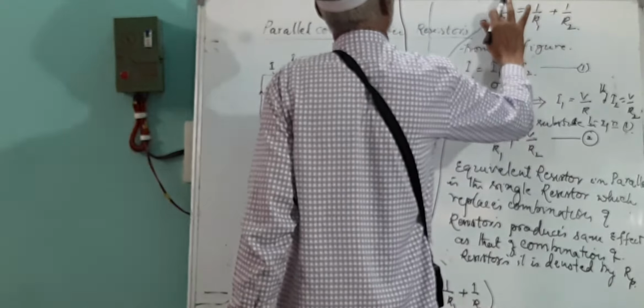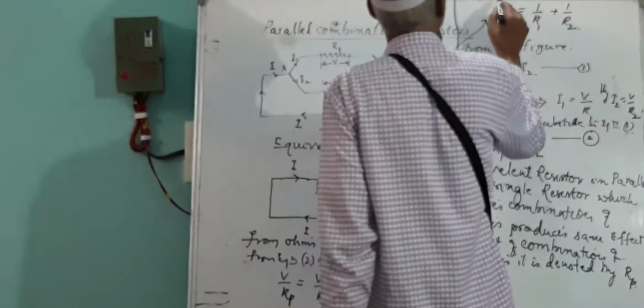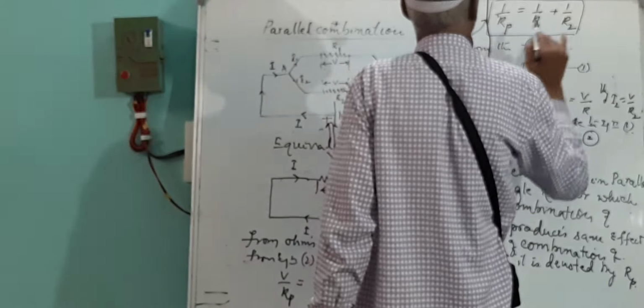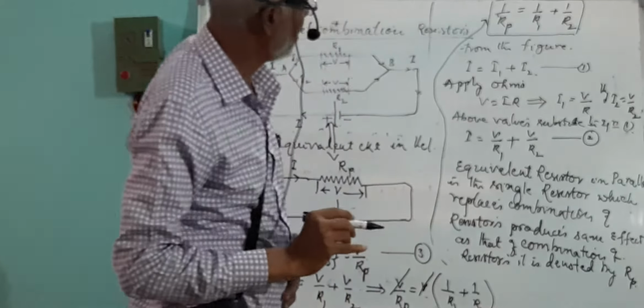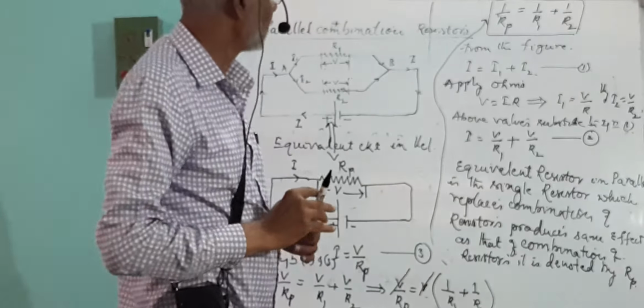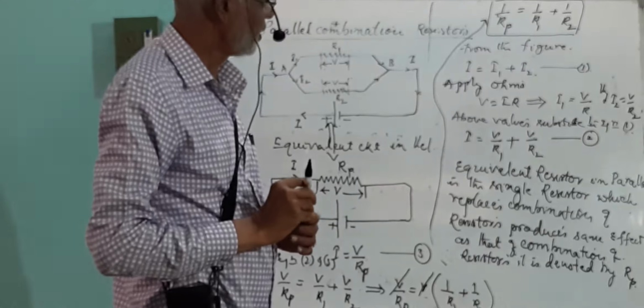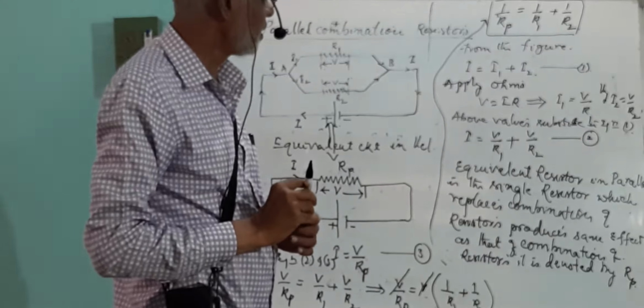So this is the final expression of the parallel combination of resistors. With this expression I can find the equivalent resistor in parallel combination of resistors. Apart from that, I can calculate the individual resistors R1 and R2. This is the advantage of this expression. So now let us see.